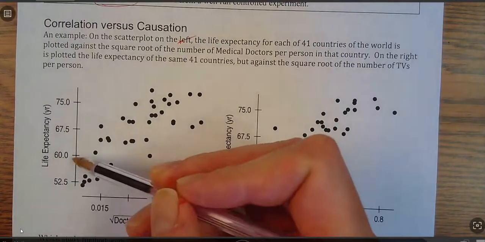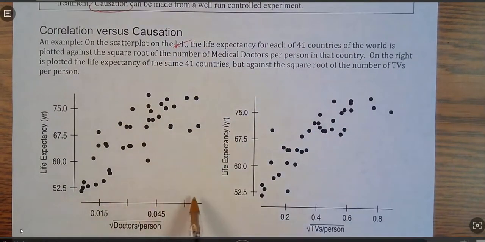For every country, it looks like the more doctors you have per person, which in this case is the square root of doctors per person, the longer you live. Kind of makes sense. You have better medical care, things go up. But we may stop there and say, well, that's it. If you want your life expectancy to go up, you need more doctors. Just get more doctors in your country. The people in your country will live longer.